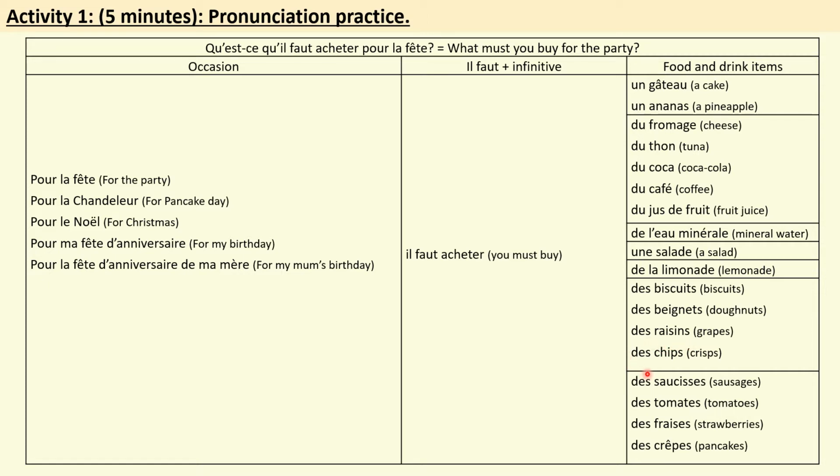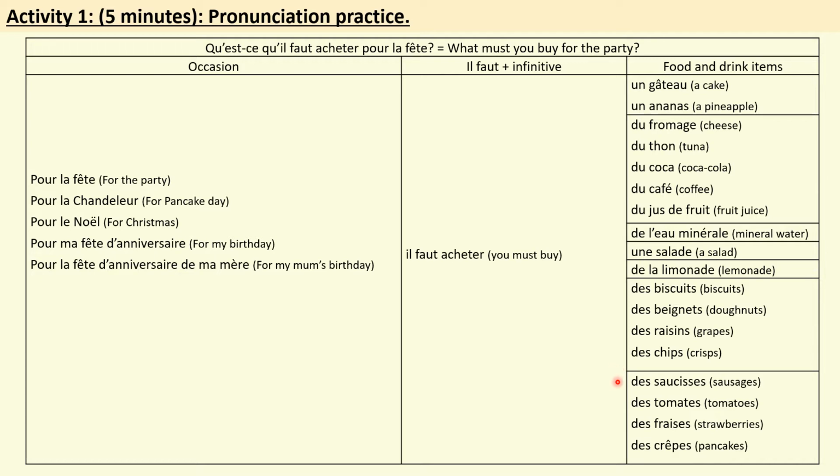Good. Now crisps looks like chips, but don't get confused here. And CH we will remember, it sounds like a sh sound in French. Écoutez et répétez des chips. Des chips. Good. So they're your masculine plural food items.